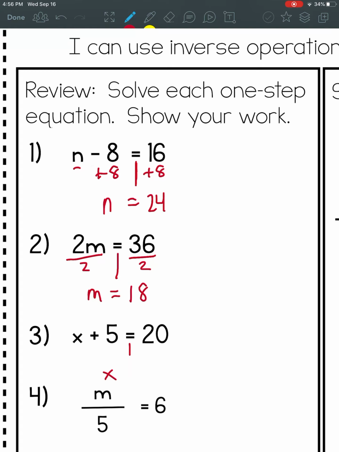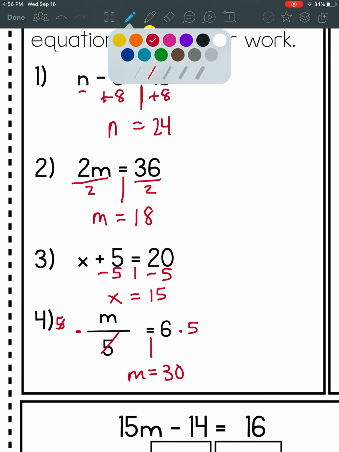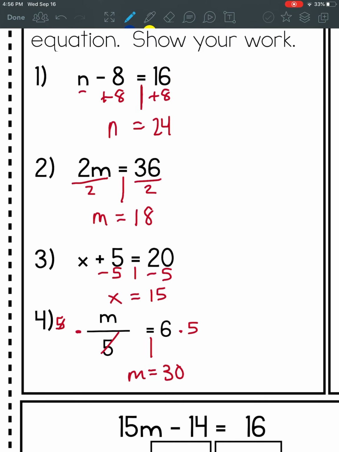Okay. Number 3, we want to get x by itself, and so to get rid of the plus 5, that's on the side with a variable, we'll do the opposite, minus 5, so x equals 15. And then last one, remember the fraction bar means divide, so the opposite, we're going to multiply by 5, and that's how we get the 5s to cancel out. Do the same thing to the other side, so m equals 30.